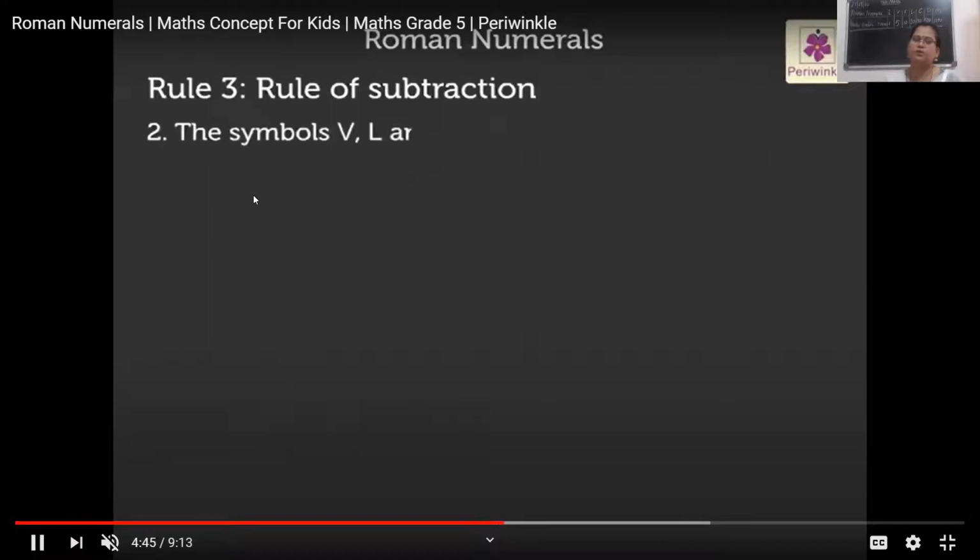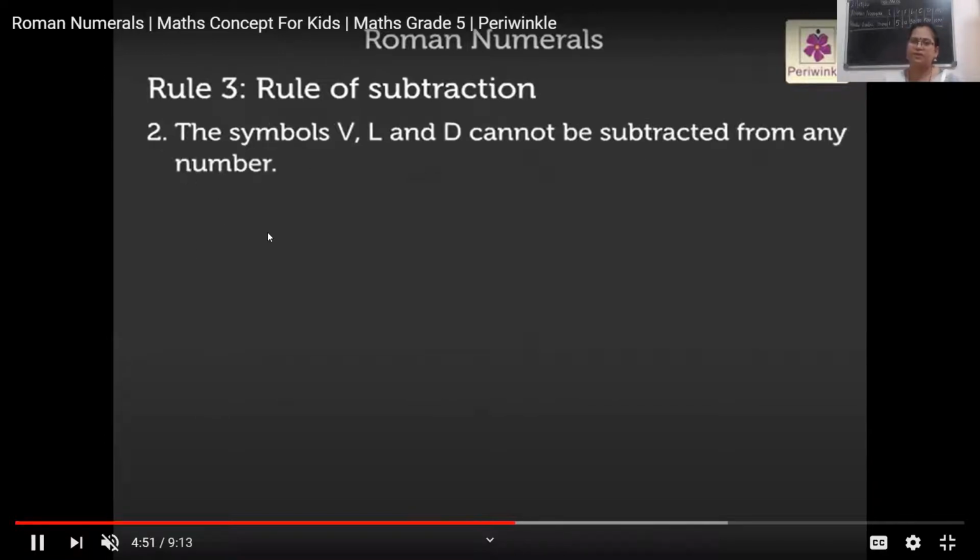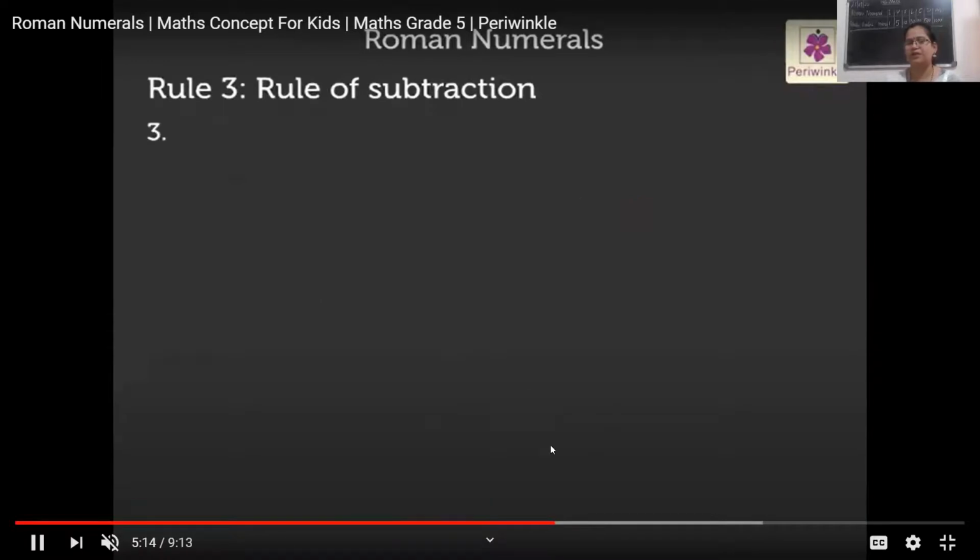Rule number 2, the symbols V, L, D cannot be subtracted. So 95 is not written that way. It's 100 minus 5, so VC is not the way. This is the way which I am telling you: 90 plus 5. 90, how will you write? Now we have learned it. XC. Okay, so XCV is the way to write 95.